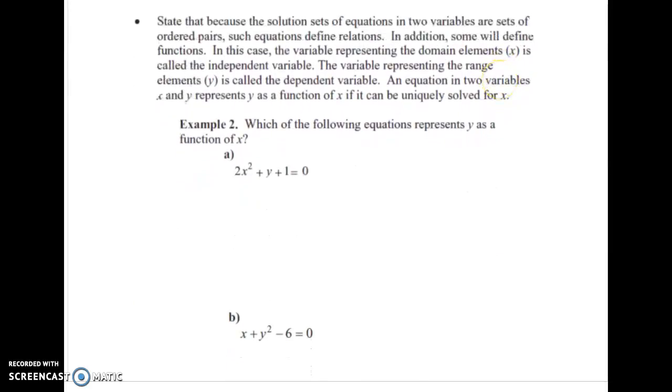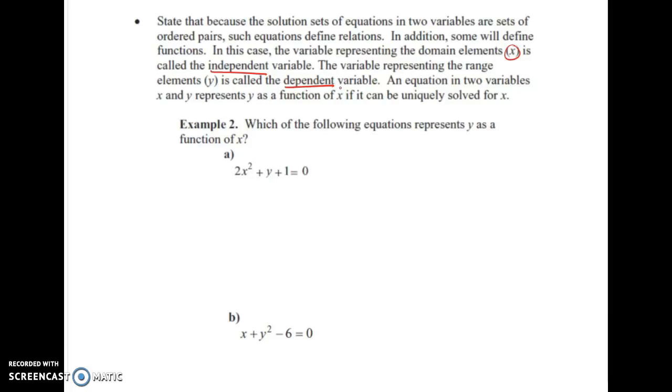So I'm stating that because the solution sets of equations in two variables are sets of ordered pairs, such equations define relations. In addition, some will define functions. In this case, the variable representing the domain element x is called the independent variable. And you may recall that, again, from your previous courses. So independent would be the x. The variable representing the range of elements, or y, is called the dependent variable. And we'll talk about how that relates, of course, on the graph of various relations and functions.